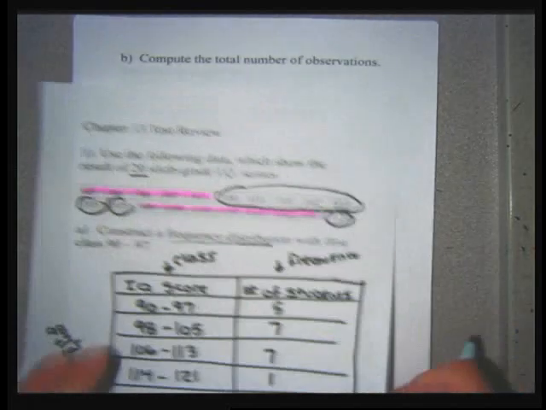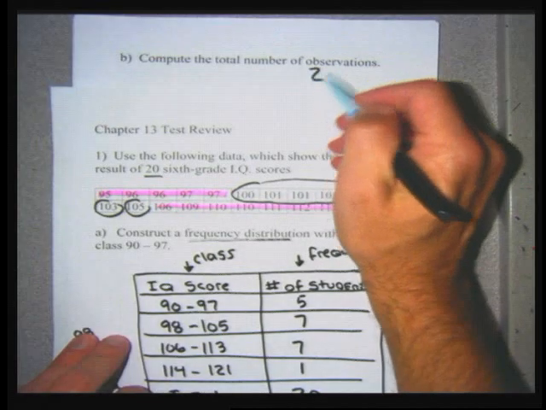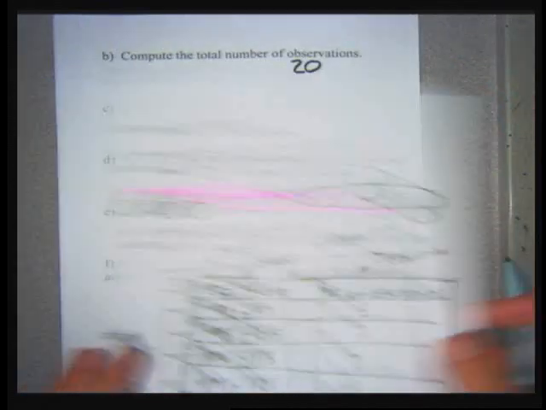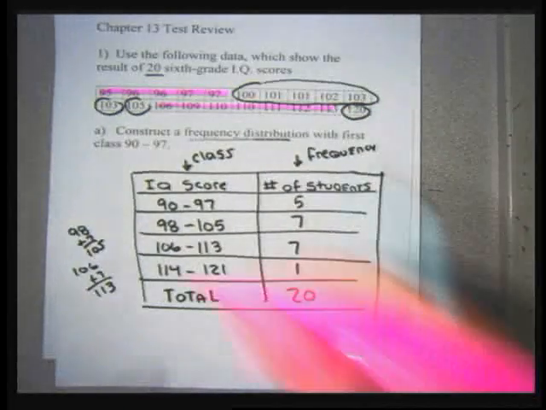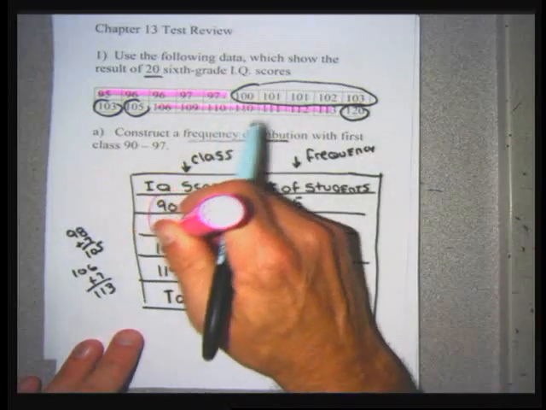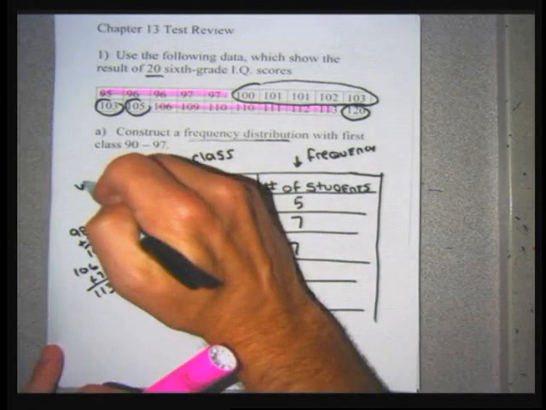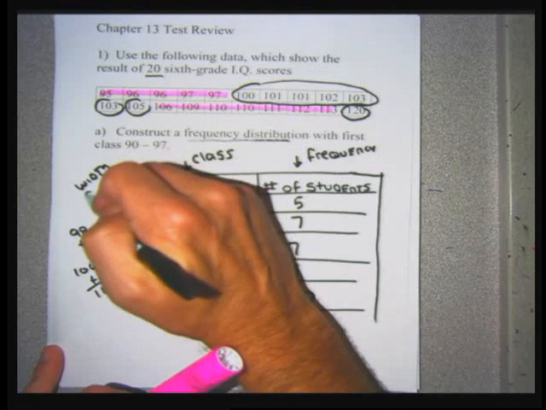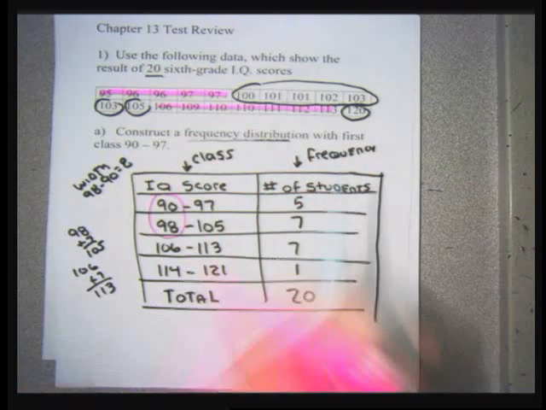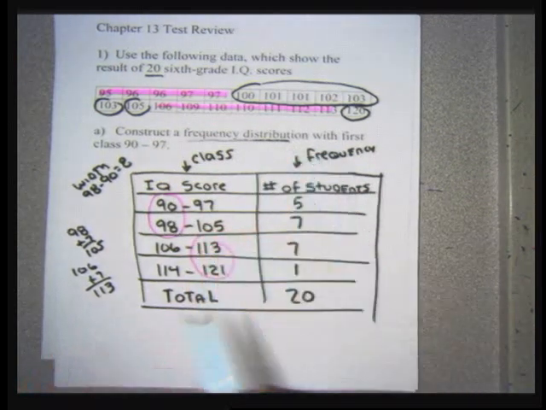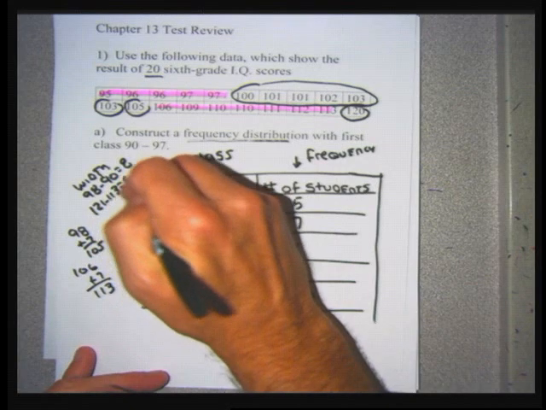So total number of observations, well, that was given. There were 20 student IQ scores, so there's no work for that. Compute the width of each class. To do the width of each class, you need to subtract the first or last numbers in successive classes. So for the width for this, I can go 98 minus 90. That would give me 8. I could go 121 minus 113. That would give me 8.